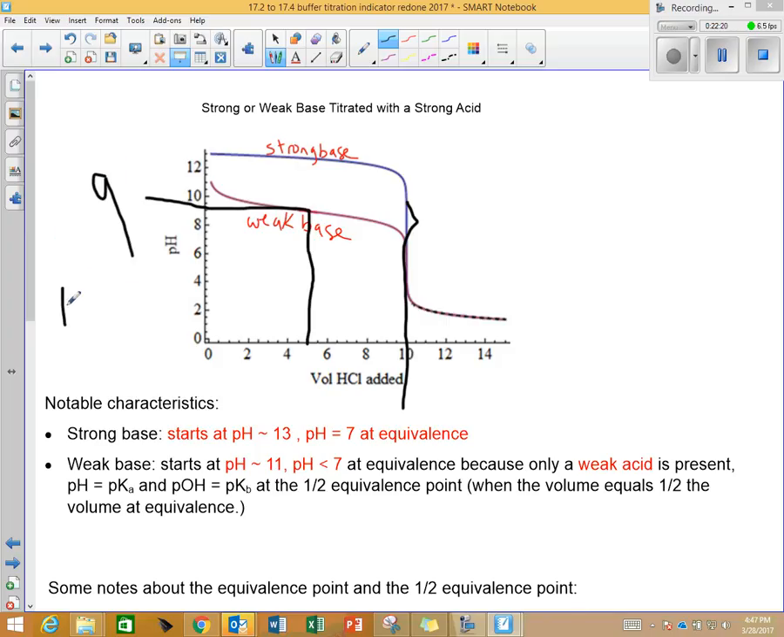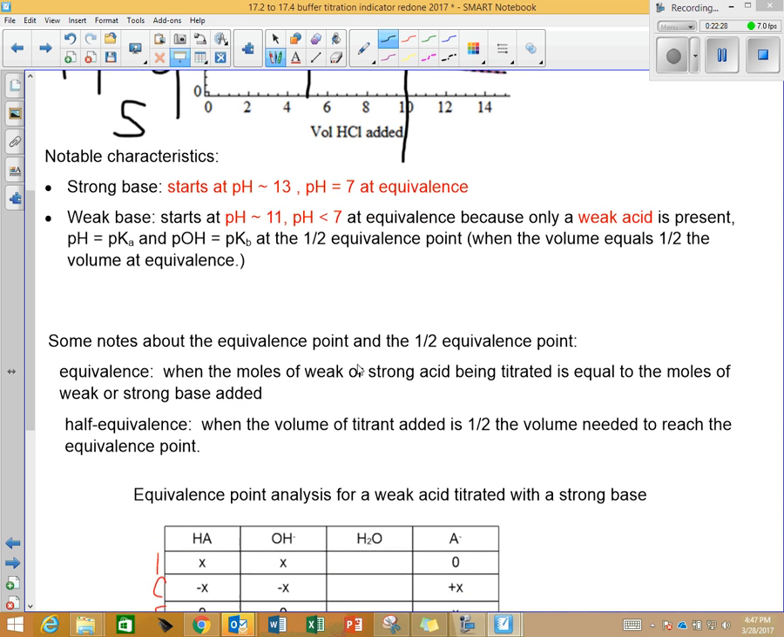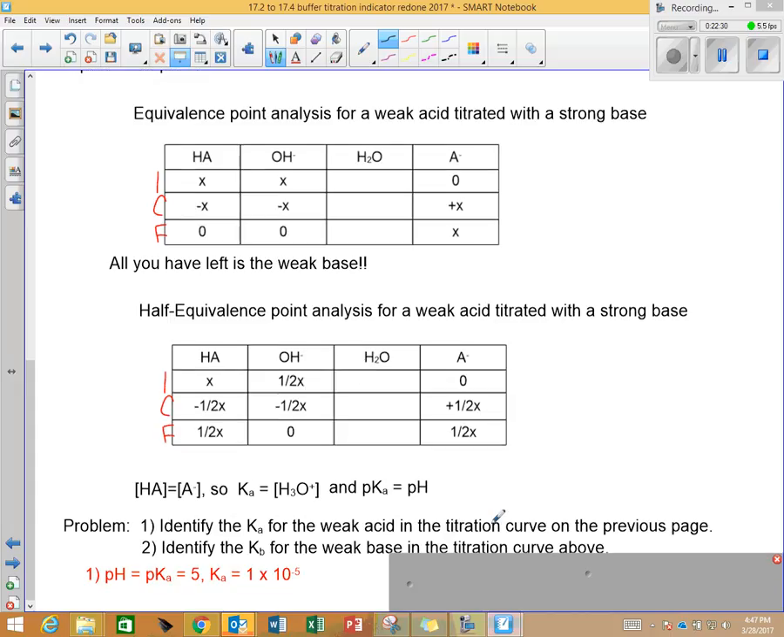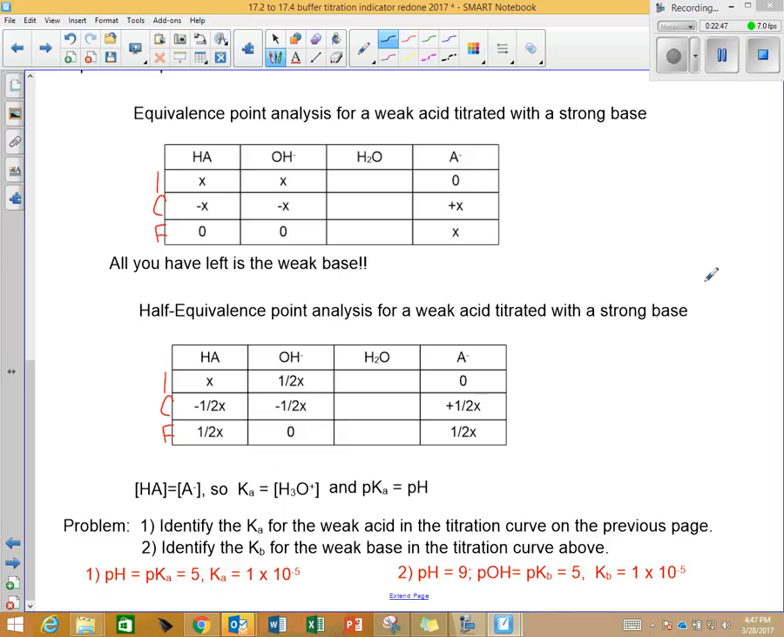That means my pOH is 14 minus 9, which is 5. So if the pH was 9, the pOH is 5, and the pOH is the pKb, and the Kb is 10 to the negative pKb, which is 1 times 10 to the negative 5.